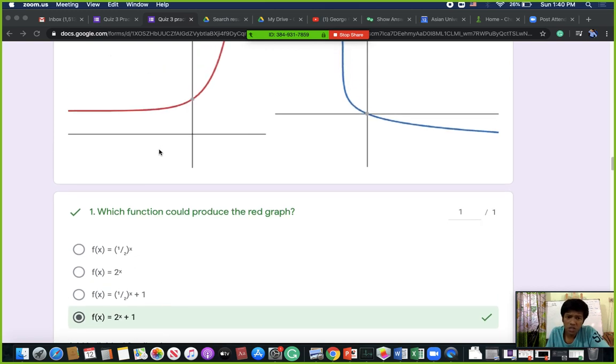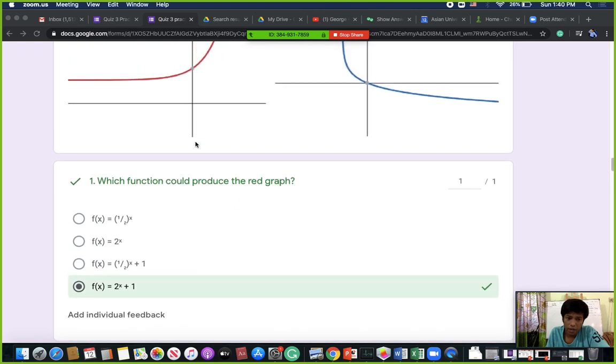Now again I have to say this is 2 to the power x plus 1. Then how do I know that this is plus 1? It moved 1 unit up. How do I know? I do not know. I'm just saying maybe it moved 1 unit up.